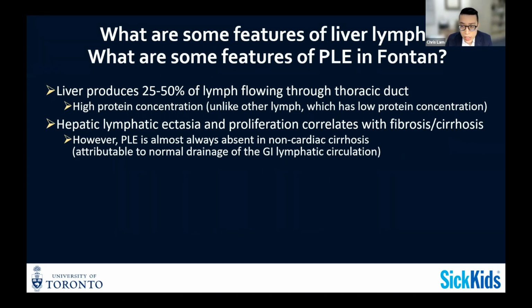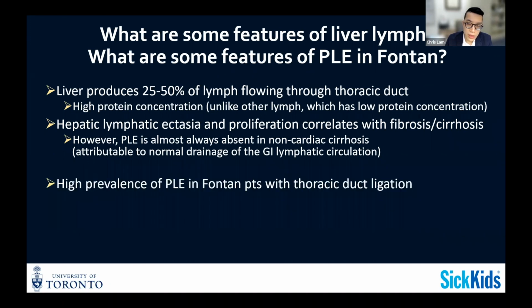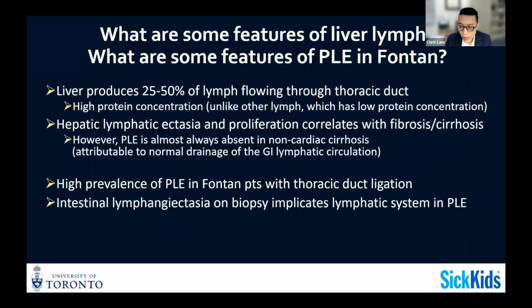Hepatic lymphatic ectasia and proliferation correlates with fibrosis and cirrhosis. However, PLE is almost always absent in non-cardiac cirrhosis. And that's probably because there's normal GI lymphatic circulation in those non-cardiac cirrhosis patients. So this speaks to a lymphatic problem again with PLE. Also, there's high prevalence of PLE in Fontan patients with thoracic duct ligation, again speaking to the lymphatic origin. And intestinal lymphangiectasia biopsy, again, implicates the lymphatic system in PLE.